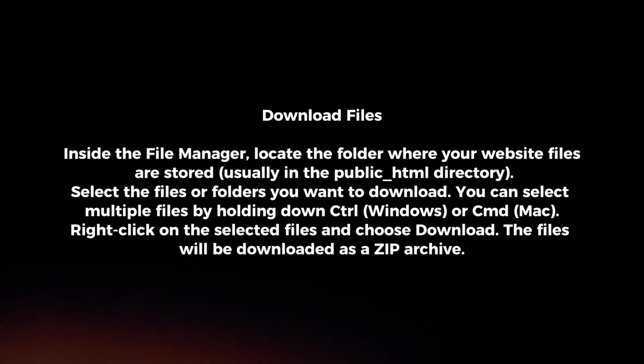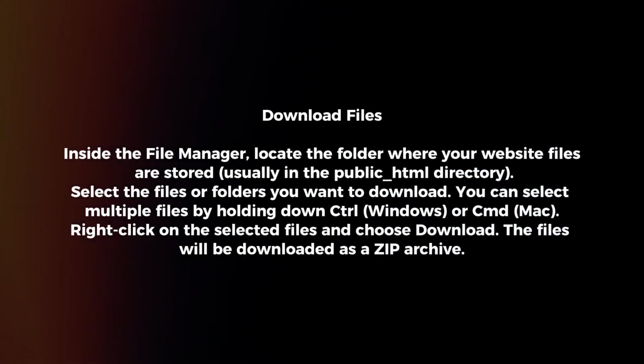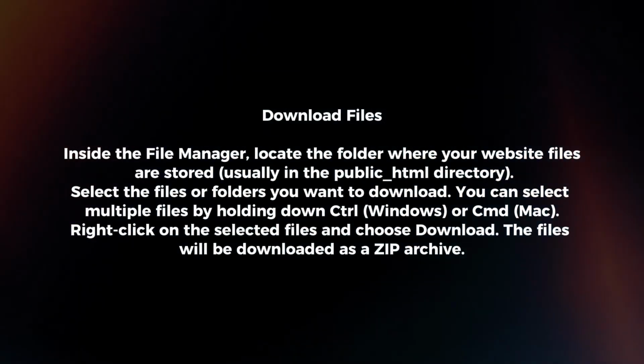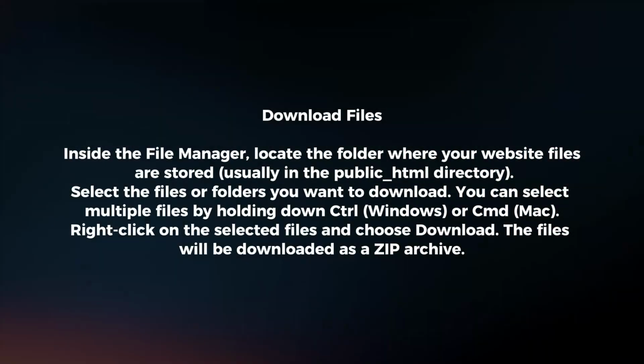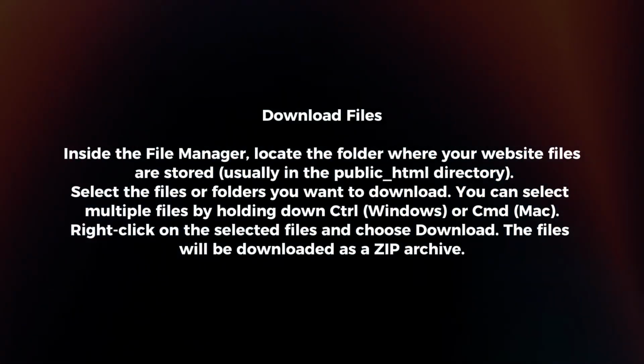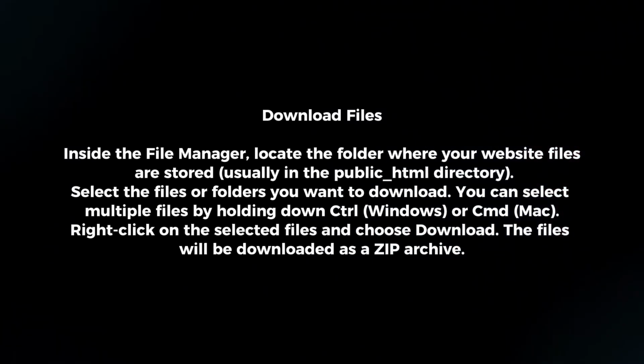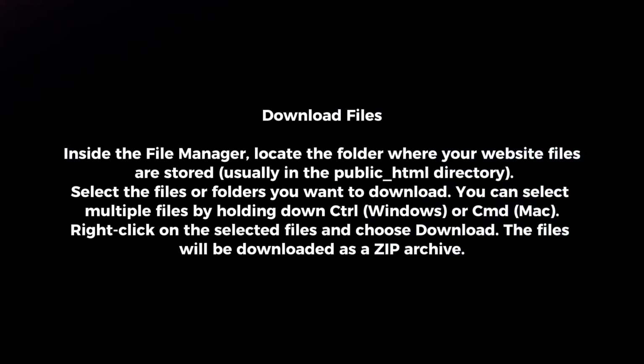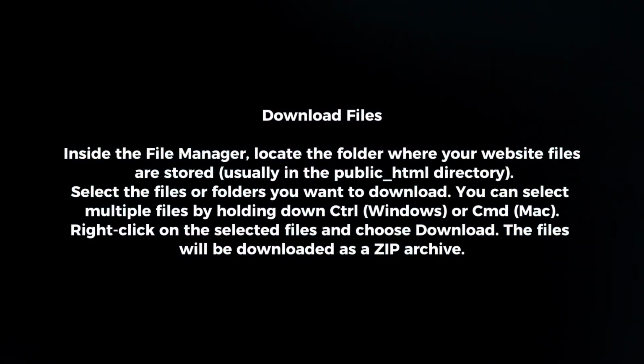Download files. Inside the File Manager, locate the folder where your website files are stored. Select the files or folders you want to download. You can select multiple files by holding down Ctrl or Cmd. Right-click on the selected files and choose Download. The files will be downloaded as a zip archive.